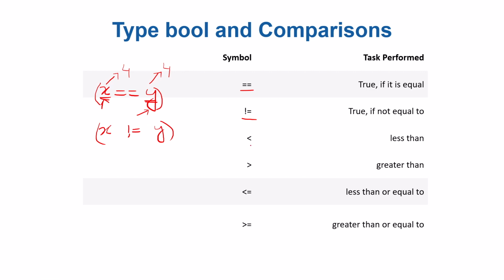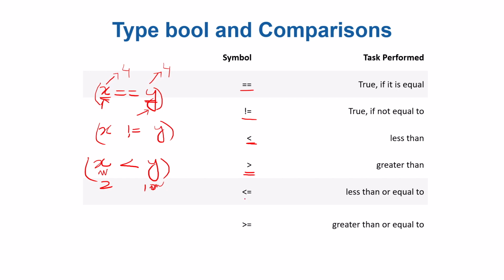Okay, next we check whether less than. So for example, if x is less than y, the result will be true if x indeed has a value that is smaller than y. Let's say x is 2 and y is 10. In that case, the result will be true. Otherwise, the result will be false. Similarly, we can compare the two variables using greater than.